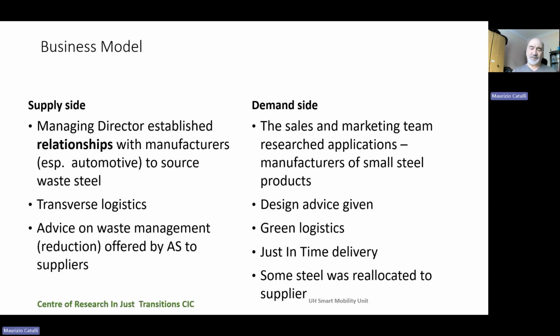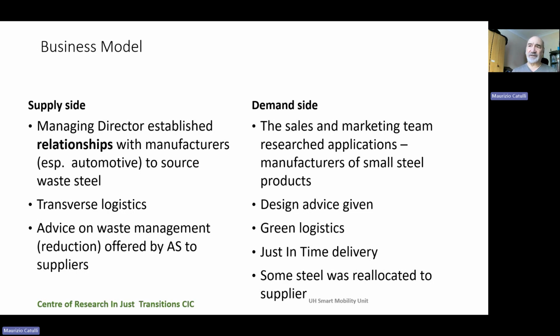On the demand side, we needed to find out who would be interested in buying the refurbished steel, the recycled steel. So the sales and marketing team had to find out the small things that were manufactured by some company, so more applications. So the small cuts of steel could be allocated to some organizations. Then the company supplier buys in designing. So in other words, you've got a small object, how can you design to maximize the use of small parts of steel? And then they would perform just-in-time delivery.